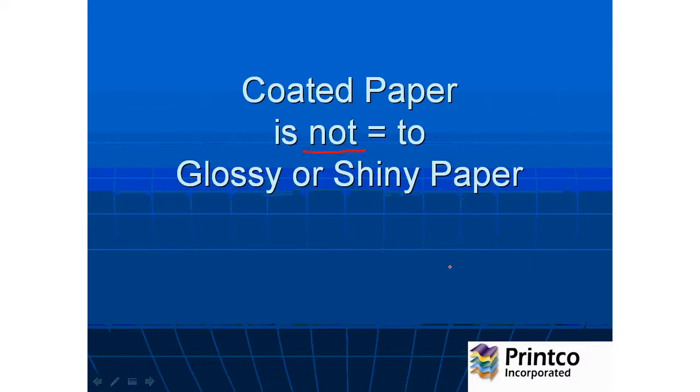Well, process printing inks and toners require that we keep the ink and toner from being absorbed into the paper. Coated papers also are very opaque and minimize show-through. When you're printing a 4/4 job with lots of ink coverage, you want to minimize show-through on the sheet.